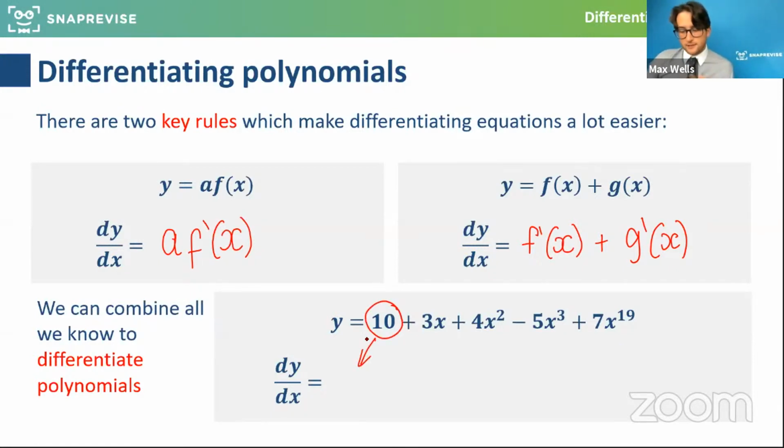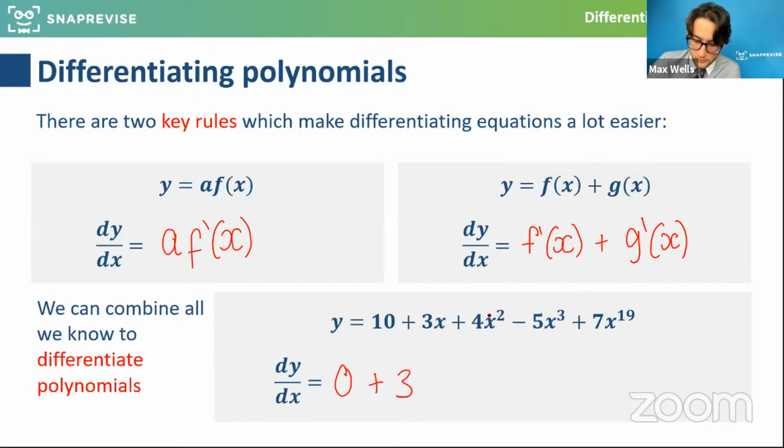So 10 is like 10x to the 0. That bit will become what? When I differentiate a constant, where x is effectively to the power of 0, what happens to it? And wow, well done if you've whizzed ahead and done the whole thing. I'm just going to talk bit by bit just for this one. That one is 0. This 3x to the 1 will become 1 times 3x to the 0. So 1 times 3. So that bit will become 3.